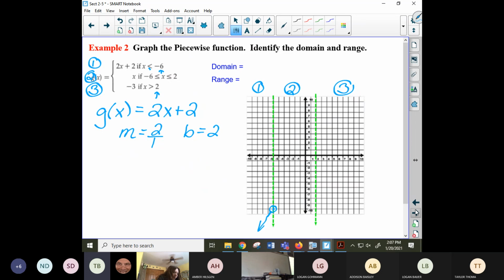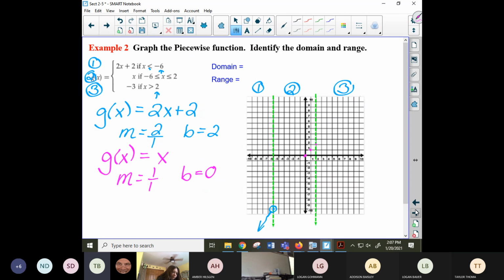Now I'm going to go to region 2. And region 2 is going to be for the line f of x equals x. Okay? Like I said, that is like y equals x. So our slope would be 1 over 1. Our y-intercept would be at 0. Okay? So you'd start at 0, up 1 over 1, up 1 over 1.